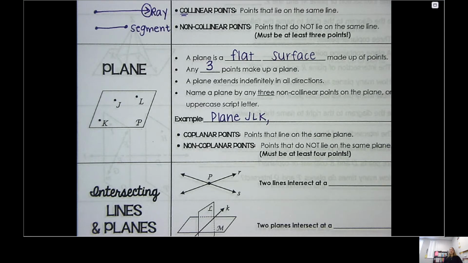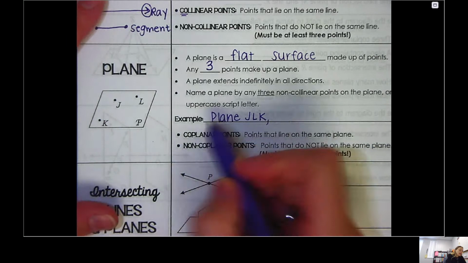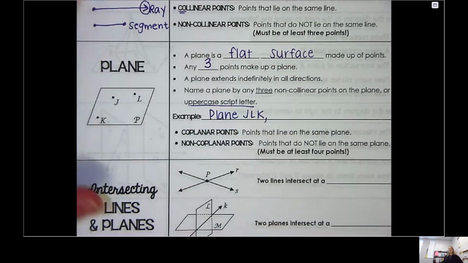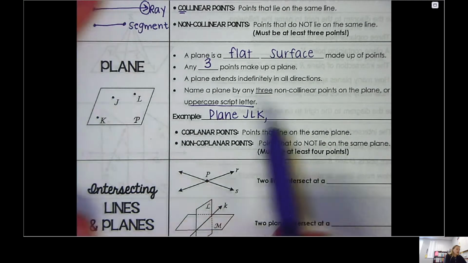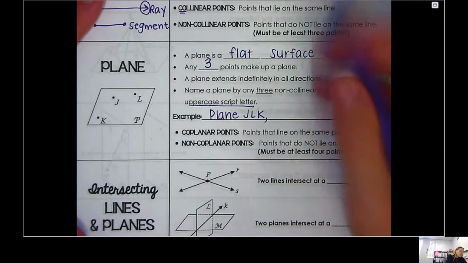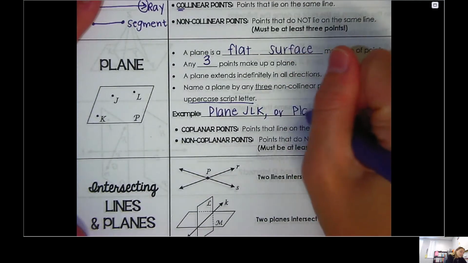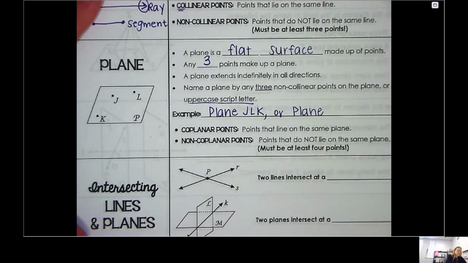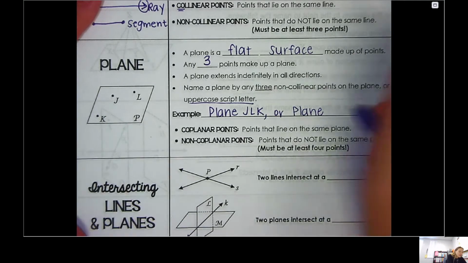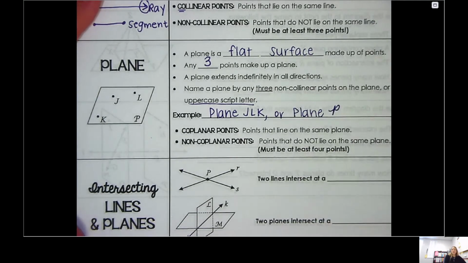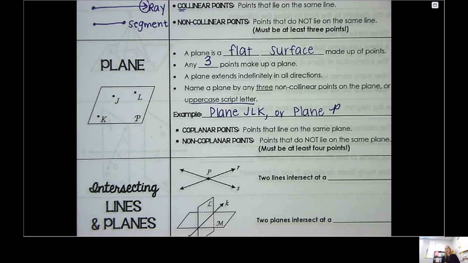The other way you can name it is with an uppercase script letter. So you should see an uppercase capital script letter. What letter do you see? P. So you could either call it using the points, or you can call this plane plane P. And just like we did before, since this is a cursive P, you need to make a cursive P to the best of your ability.